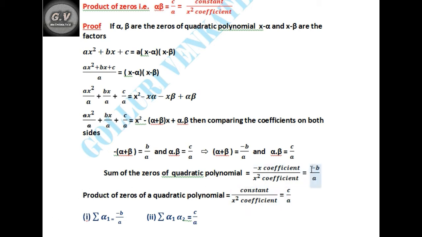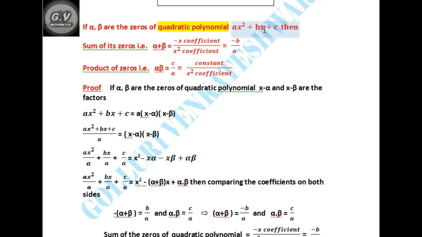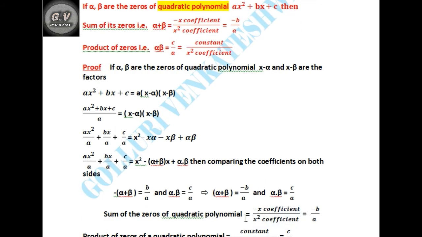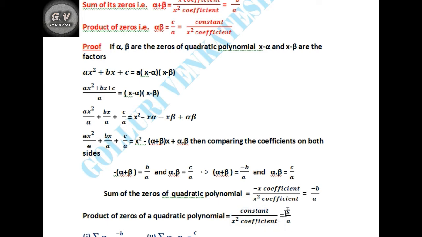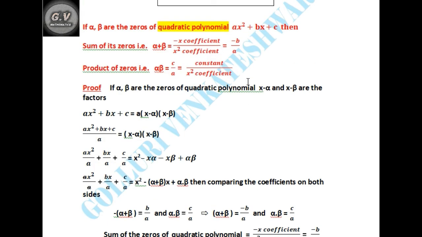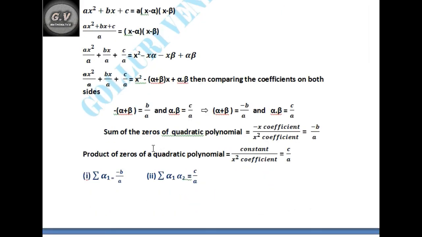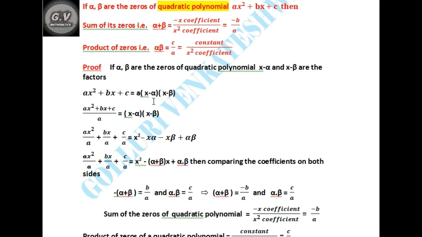Sum of zeros is minus b by a, and product of zeros is c by a. What about the value of b? Look here, b is nothing but the x coefficient. Minus x coefficient by, what about the value of a? Here a is nothing but the x square coefficient. So the sum of zeros is minus x coefficient by x square coefficient. Next, what about the product of zeros? C by a. C means the constant, a means the x square coefficient. Therefore the product of zeros is c by a.